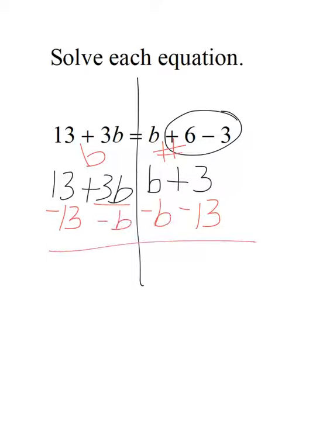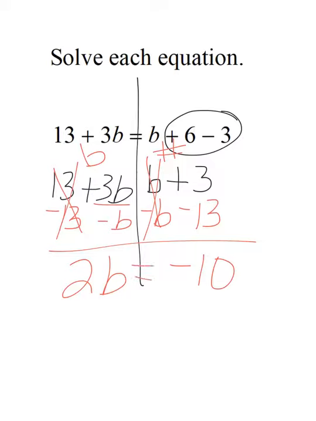Now I'm going to put everything together. 13 take away 13, that just zeroes out. Then I have 3b and a negative b, or 3b take away b is 2b. Now on the right-hand side, I see b take away b, so b and negative b, same thing, those zero out. And then I have positive 3 and negative 13 that need to be combined. Positive 3 and negative 13 is negative 10. So now I'm to the point I have 2b is equal to negative 10.